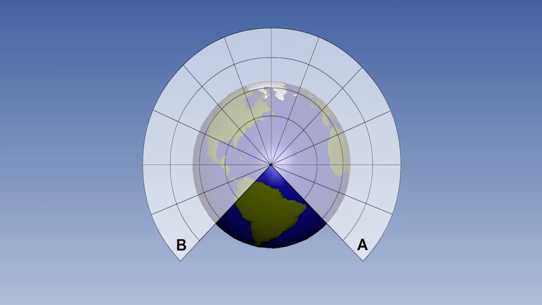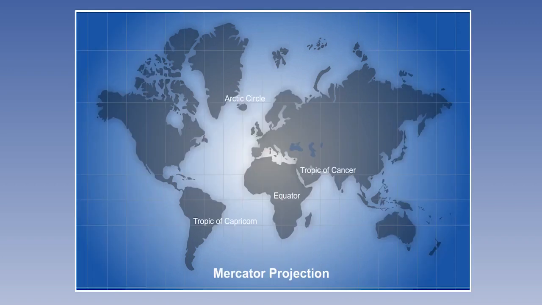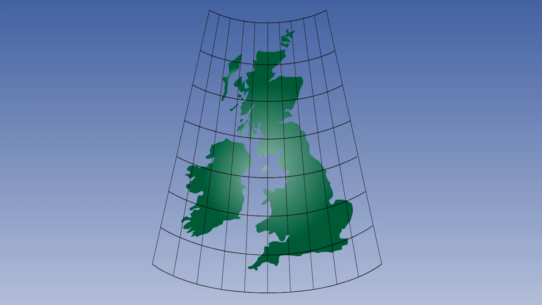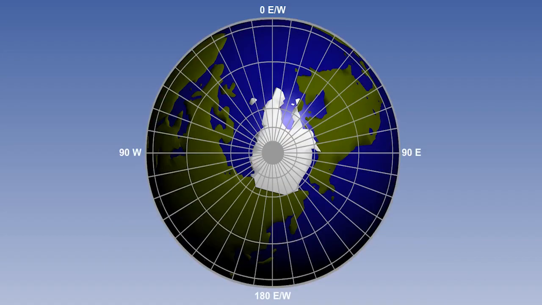There are three basic sorts of projections. The cylindrical. This is the basis of Mercator's chart, which is still in use. The conical, which forms the basis of Lambert's projection. And the azimuthal, or plane, which is used for the polar stereographic projection.